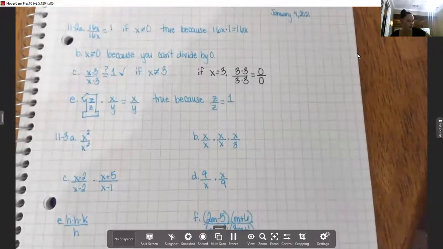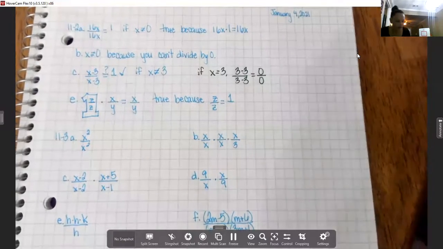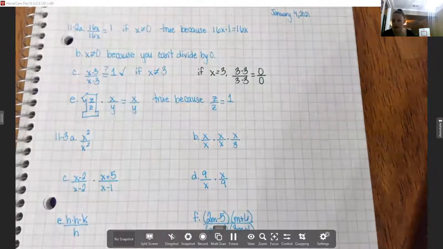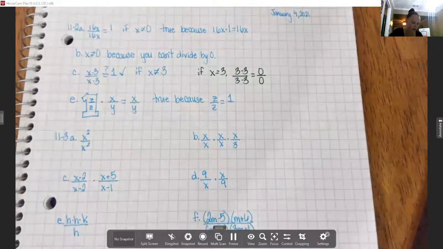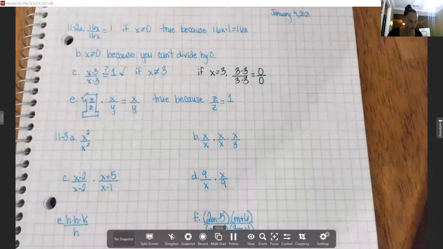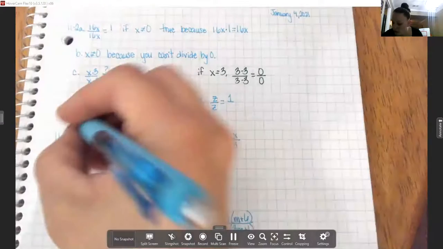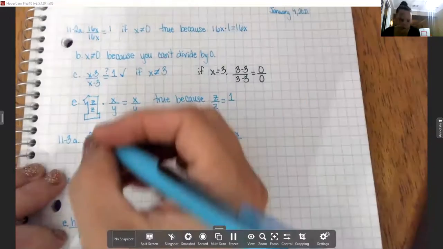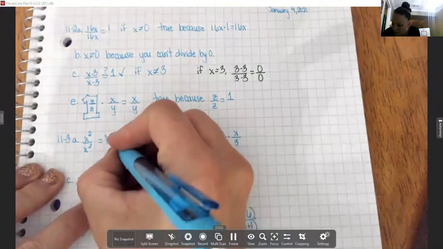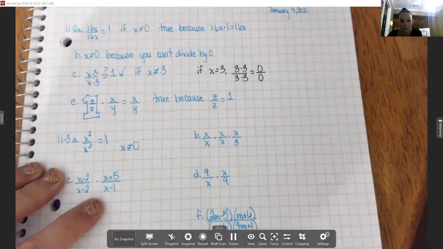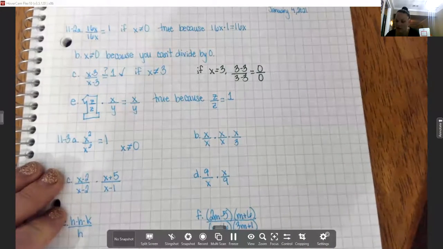Okay, so to simplify these, oh, I think I copied A wrong. Did I copy A down wrong? No. Okay. x squared divided by x squared. We know anything divided by itself is just 1. So A is 1, as long as x doesn't equal 0, because if x equals 0, then our denominator is 0.